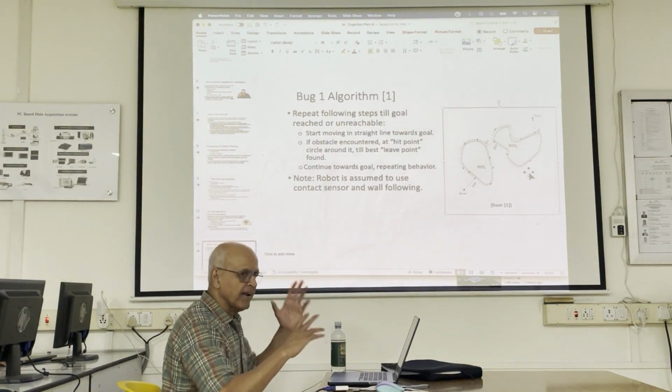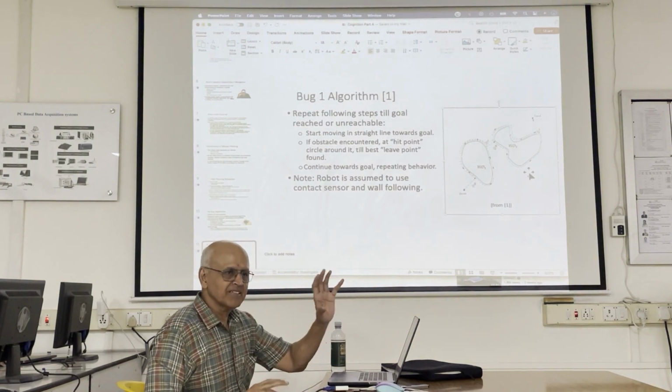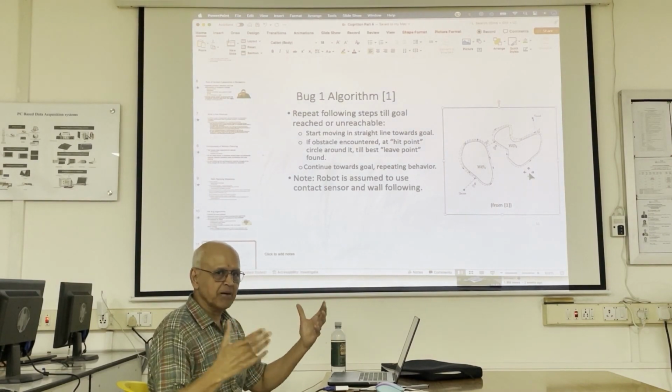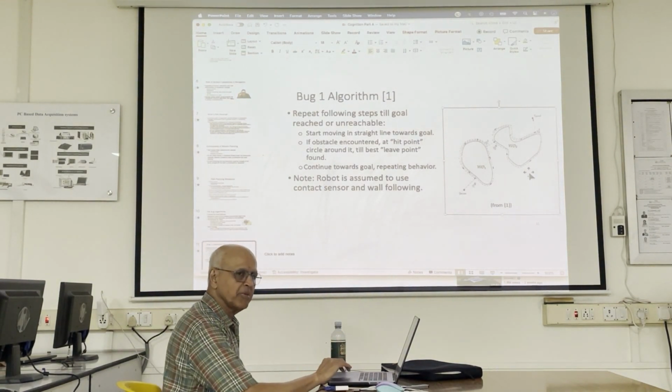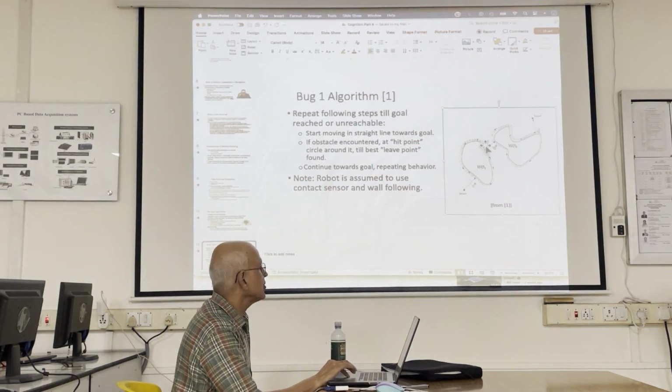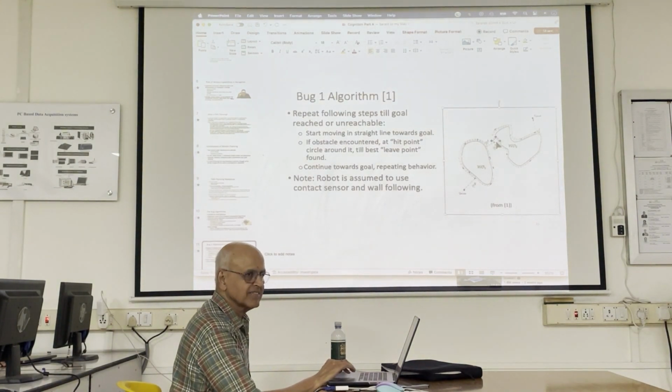So it seems stupid, and I'm sure the bugs don't do this, but the only part of the bug algorithm that is the bug. After that, humans made up this Bug 1 and Bug 2 and got a paper out of it probably, if it came from a university. So you go all the way around, and then all the way around, and when you've done it completely, you realize, okay, this is the best leave point. You don't know that initially. Only on the second pass, you know, okay, that is the best leave point. And then you do the same thing all over again.